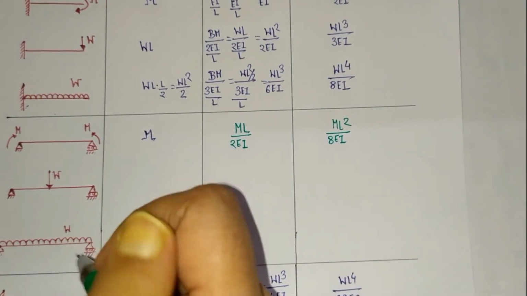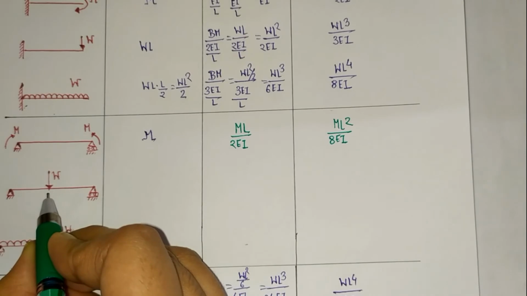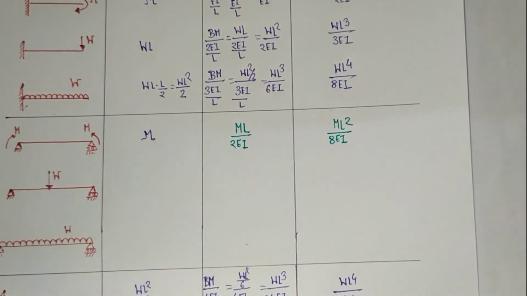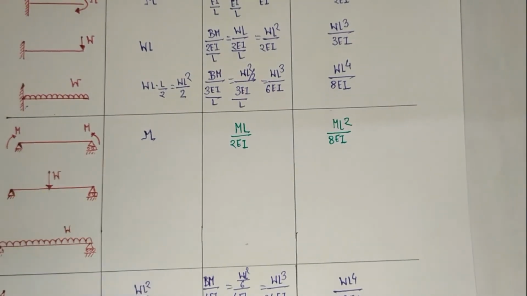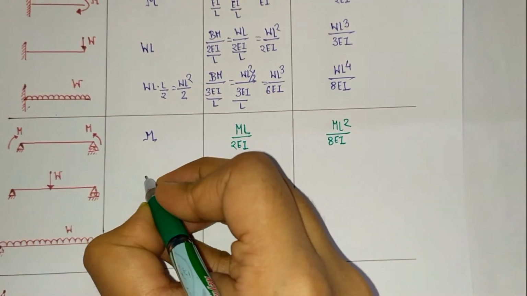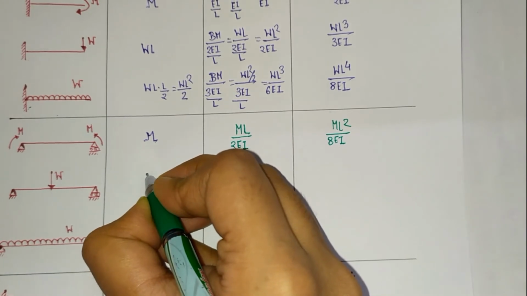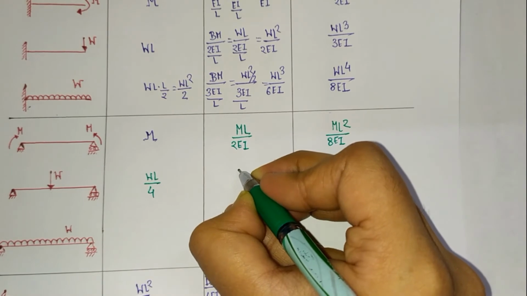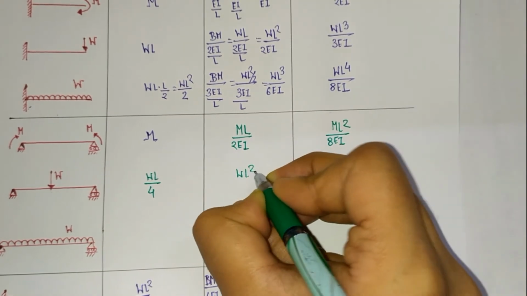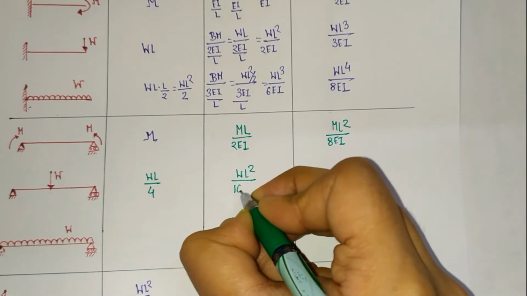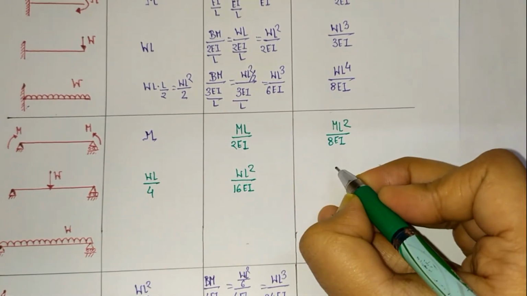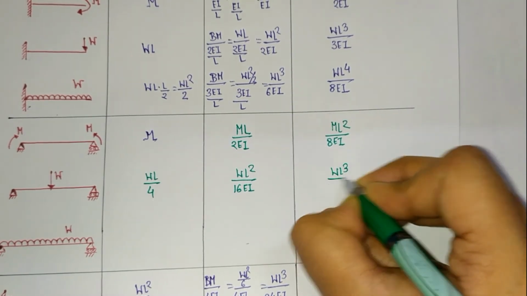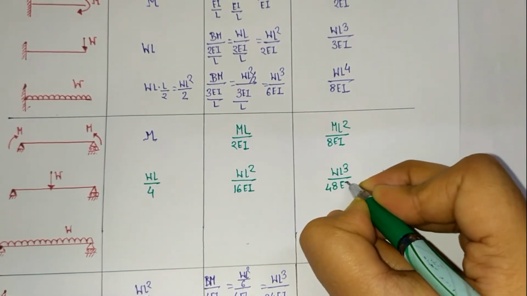Now in a simply supported beam, a concentrated load at the center is acting. In every condition you just consider the length of the beam is L. So here the bending moment value is W into L by 4. Now the value for slope is W L square divided by 16 EI. Now in case of deflection, the formula is W L cube by 48 EI.